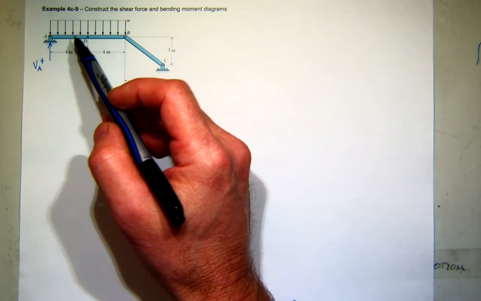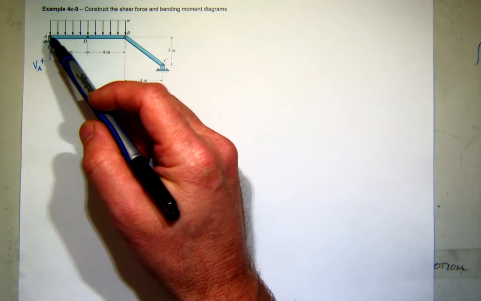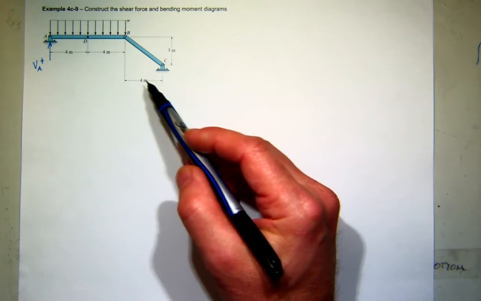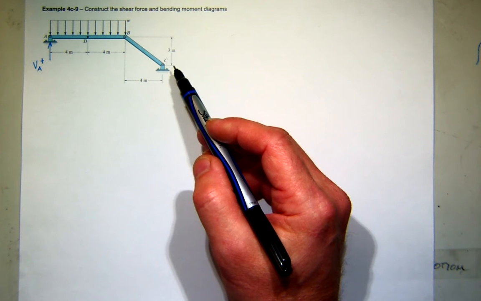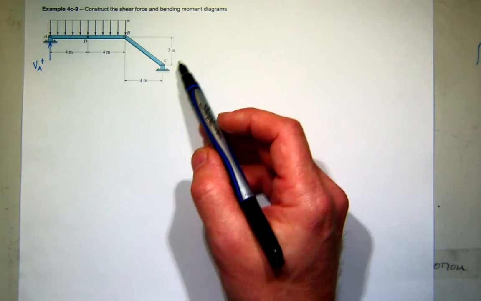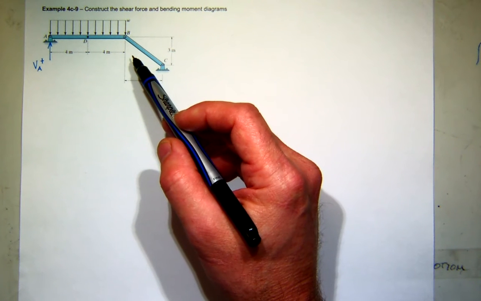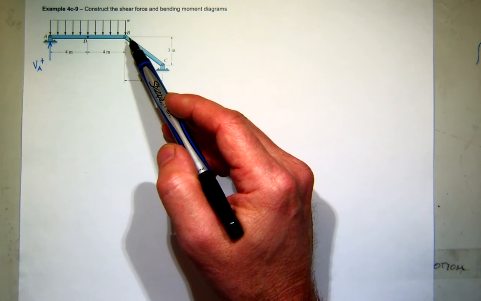So let's think about this. At A, how many unknowns do I have in general? 2. How many do I have at C? 2. I cannot find those values with one free body of the whole structure. So I'm going to need to do what? I need to take it apart here at B.